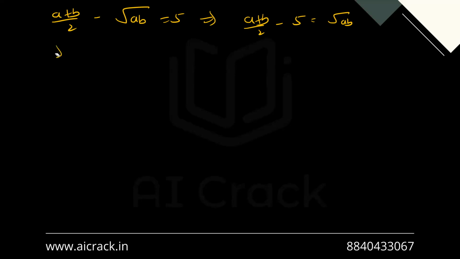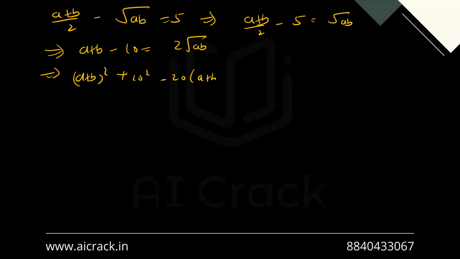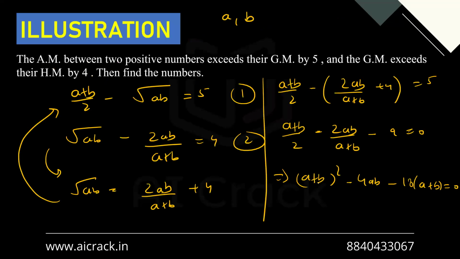So that becomes A plus B minus 10 equals 2 root AB, right? On squaring both sides, we'll get (A plus B) whole square plus 10 square minus 20 times (A plus B) equals 4AB, right? Now we have (A plus B) whole square, we have A plus B over here, and we have AB. Now we can use this equation to replace the value of (A plus B) whole square.